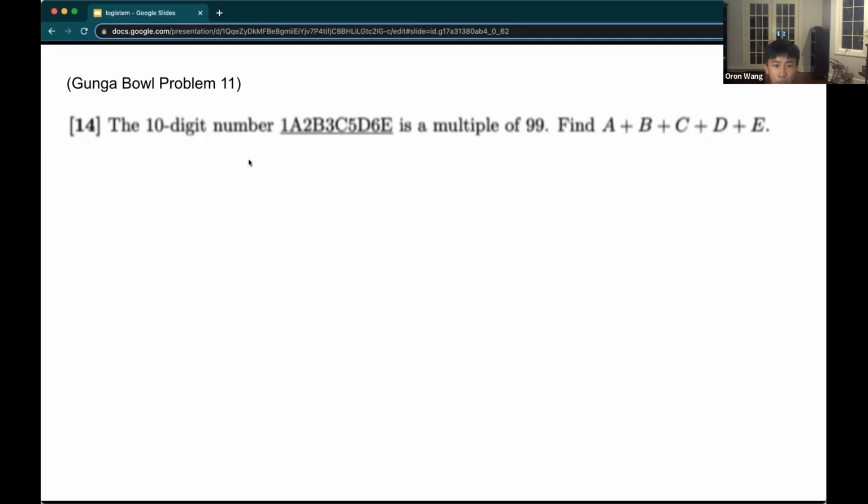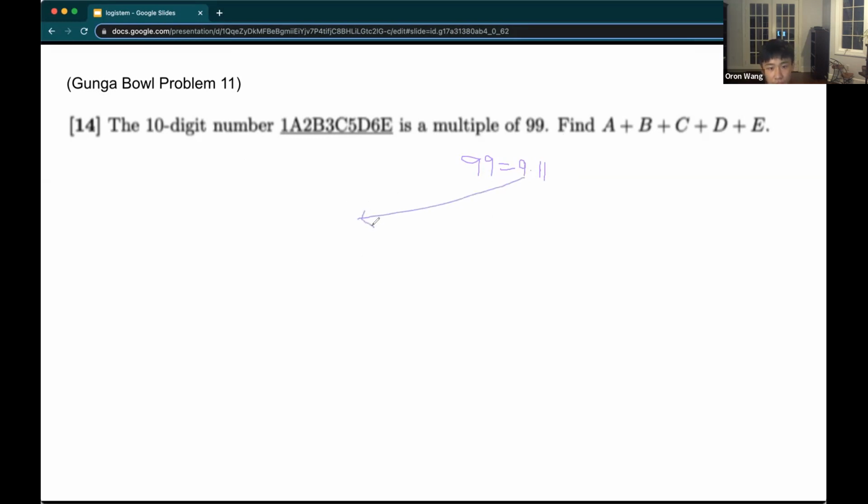Okay, I think we can start going over this problem now. So first thing we notice, if this number is a multiple of 99, since 99 equals 9 times 11, it needs to be also a multiple of 9 times 11. So it needs to be a multiple of both 9 and 11. And now we can use our divisibility rules.